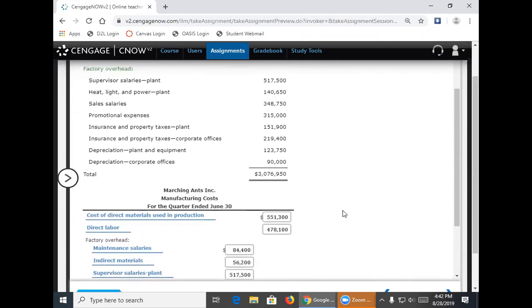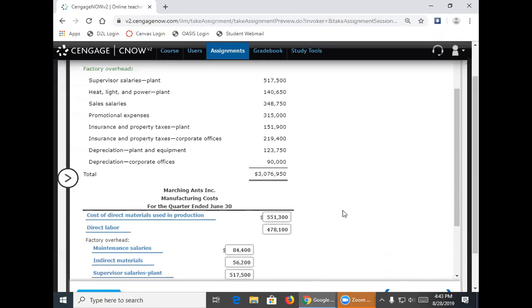What about sales salaries? Would that be tied to a factory overhead cost? No, not really. No, it wouldn't. It's actually going to be a period cost. So it does not go on our manufacturing cost. Okay, it's a period cost. Good. What about promotional expenses? No, that's a selling or marketing expense. So that's also considered a period.